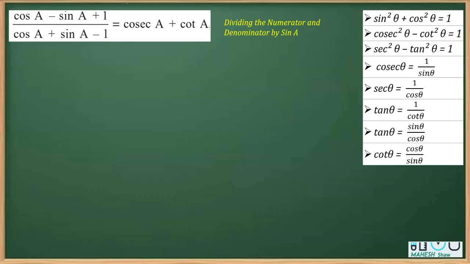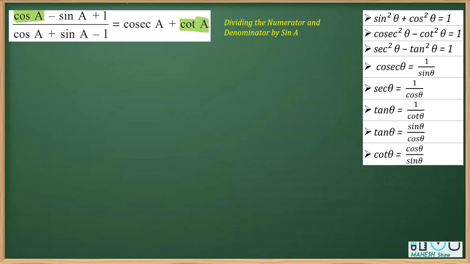In the next question from the trigonometric identity, we have to prove that (cos A minus sin A plus 1) over (cos A plus sin A minus 1) is equal to cosec A plus cot A. Now, first of all, you can see that we need RHS as cosec A and cot A, we need cot A. Now, how to convert cos into cot?